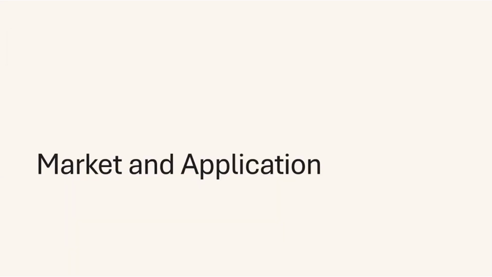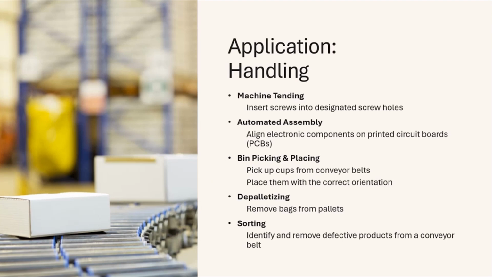So now that we've seen some use cases, what markets do we have in mind? The first one would just be handling. For example, in machine tending, you want to insert screws into screw holes. In automated assembly, you want to place electronic components on PCBs. We have seen lots of bin picking and placing ideas right now, also depalletization. For sorting, you could, for example, use the quality inspection aspect and remove defective products from a conveyor belt.